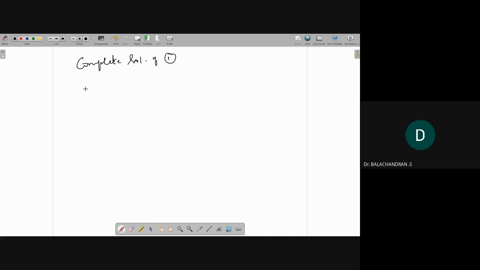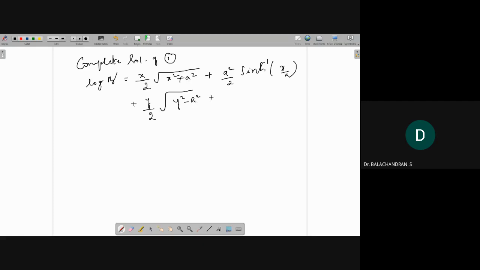So capital Z equal to log small z, remaining everything is same, x by 2 into root of x square plus a square plus a square by 2 into sinh inverse of x by a plus y by 2 into root of y square minus a square minus a square by 2 into cosh inverse of y by a plus b.